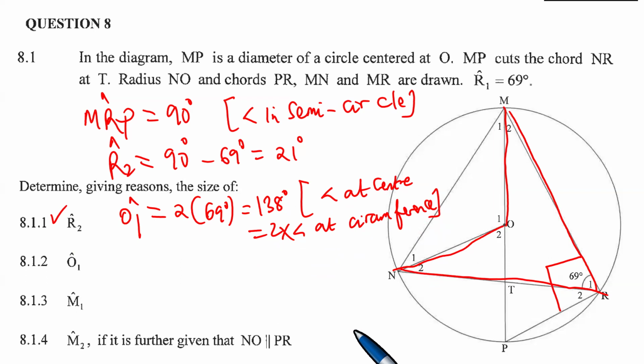The next one is the angle M1. So we're done with the angle O1, but now we need the angle M1. Right, so let us find the size of the angle M1. Too easy.